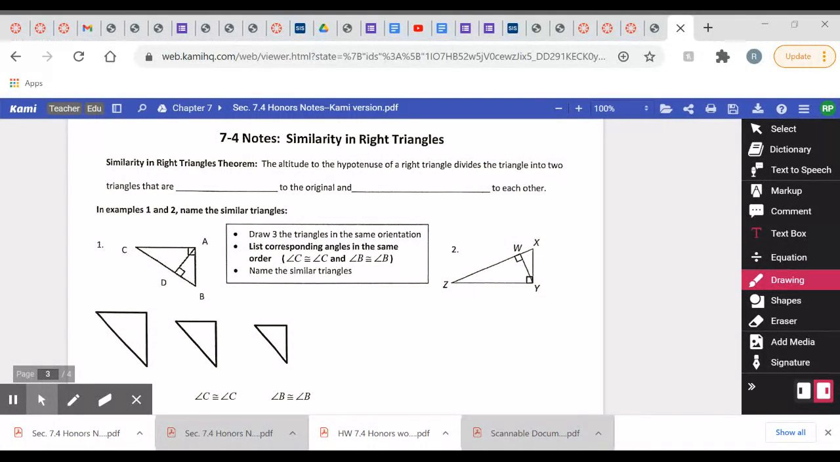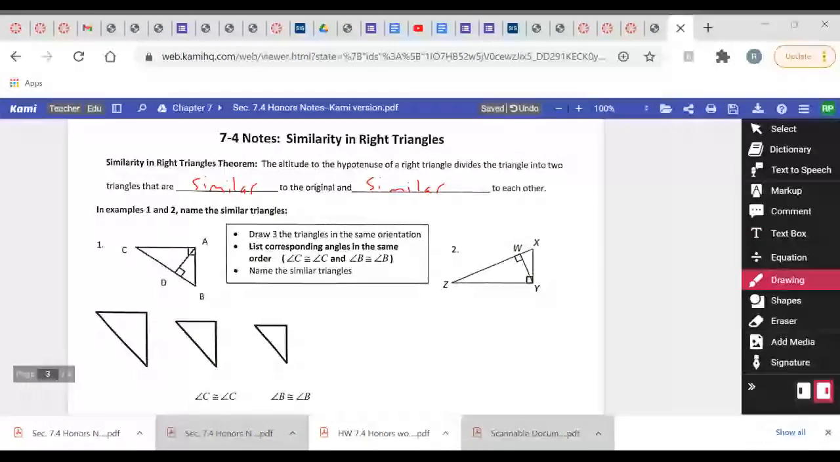It says the altitude to the hypotenuse of a right triangle divides the triangle into 2 triangles that are similar to the original and similar to each other. Okay, so if you look at this picture down below on number 1, you can see there's an original triangle ABC that's a right triangle.